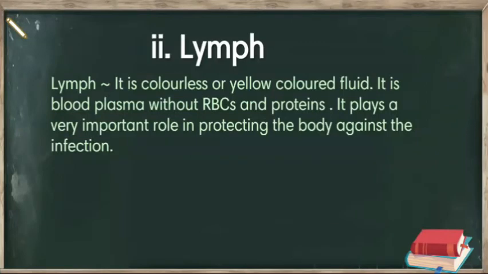Talking about lymph, lymph is a colorless or yellow colored fluid. It is blood plasma without RBCs and proteins. It plays a very important role in protecting the body against infection.